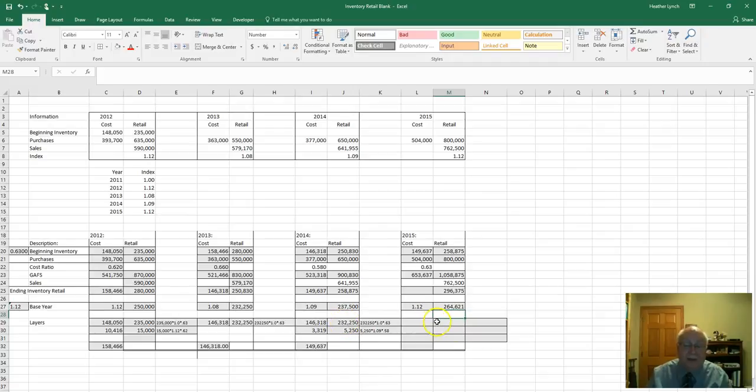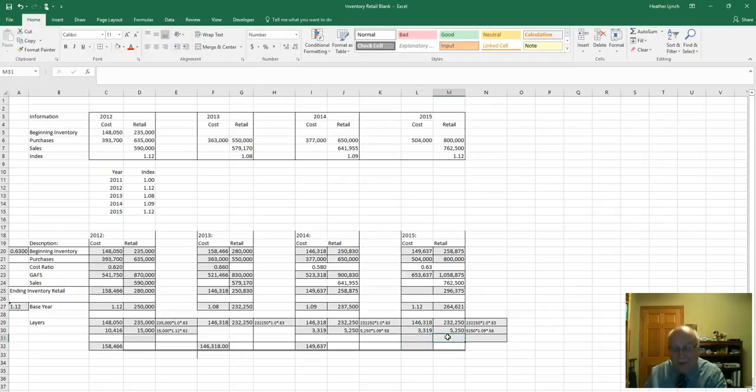So basically, we'll bring these two numbers over. The 232,250 and the 5250. And then this is the 232,250 times 1.0 times 0.63. And this is the 5250 times 1.09 times 0.58. Okay, and that gives us the 146,318 and the 3319, because those numbers won't change any.